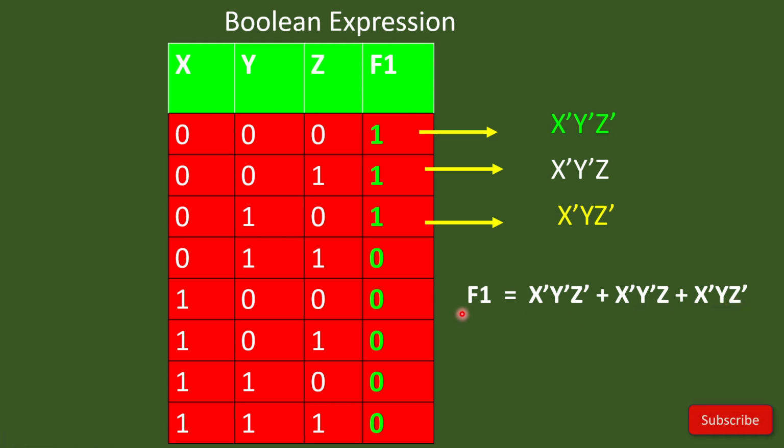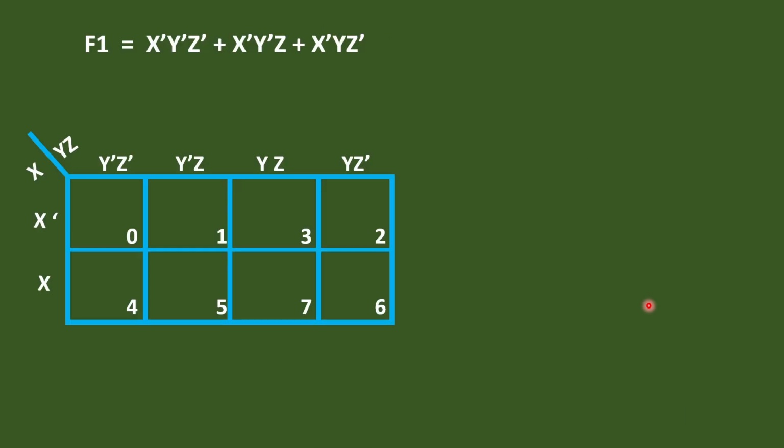Now this expression is available in SOP form, sum of products. Now we want to simplify it. For that we need to have a K-map first. Since we have only 3 variables, we have a 3-variable K-map here. So we marked all these details like X, Y, Z here, and here it is X dash, X. On the 4 columns we have written Y dash Z dash, Y dash Z, Y Z and Y Z dash. Corresponding to each cell we mark the minterm values as 0, 1, then 3, 2, then 4, 5, 7, 6.